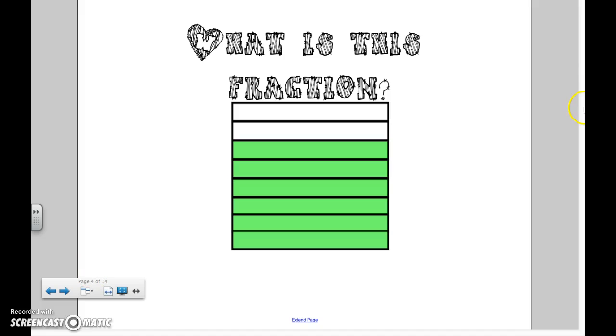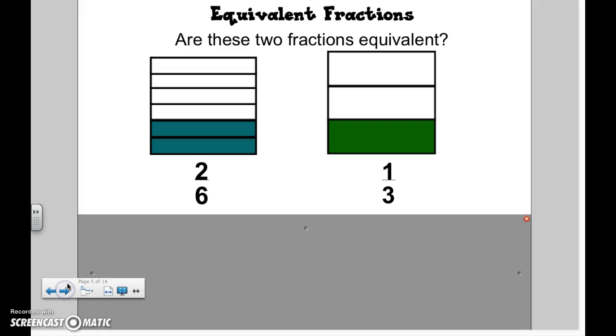Let's identify this fraction. There are 1, 2, 3, 4, 5, 6, 7, 8 total pieces. That's going to be my denominator, how many total pieces there are. 1, 2, 3, 4, 5, 6 are shaded in green. So 6/8 is going to be how much is shaded. 6 out of 8 are shaded.